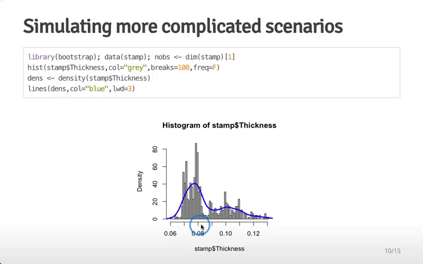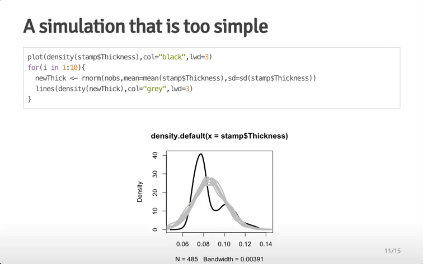And so one thing that you might want to do is generate new stamp values that mimic some of the properties of this data set. The first thing that you might want to do, which might be a little bit too simplistic, is plot the density of the original data set, that's in black here with these two little bumps. And then what you could do is just generate new thickness values that have the same length as the original data set, where they're just normally distributed random variables with the same mean and the same standard deviation as the original data set.